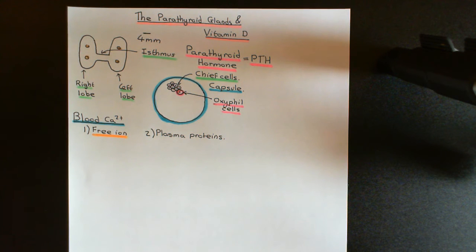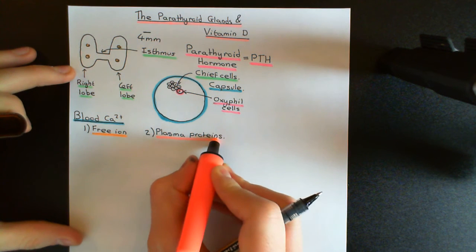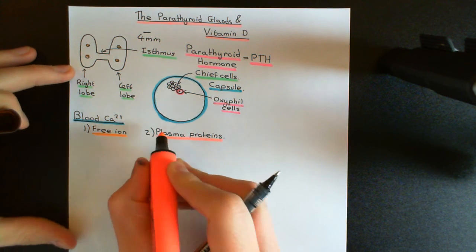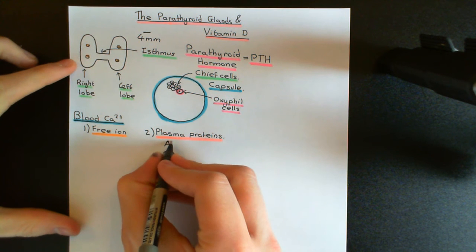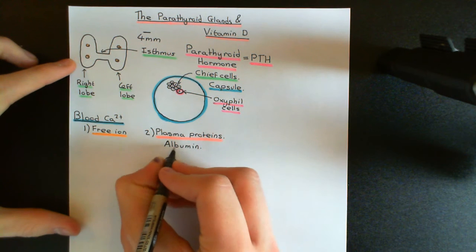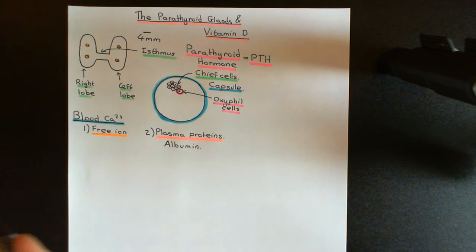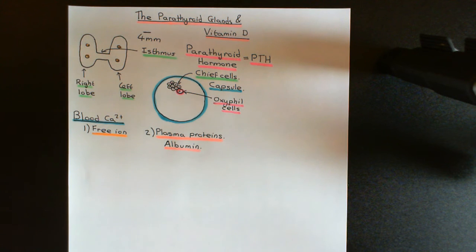So what can actually happen is calcium ions can end up associated with negatively charged amino acid residues on plasma proteins. And one of the plasma proteins that is particularly good for transporting calcium ions is albumin. I mean, albumin transports all sorts of things around the body, such as free fatty acids, for instance. But one of the things that it can transport in addition is calcium. So calcium can be transported around the body by binding to plasma proteins.